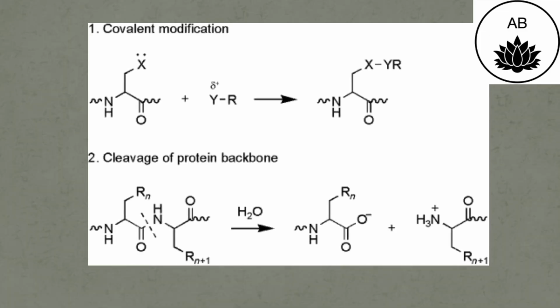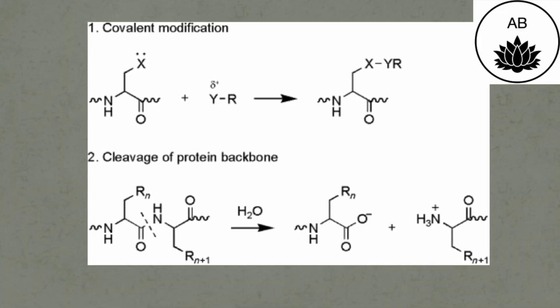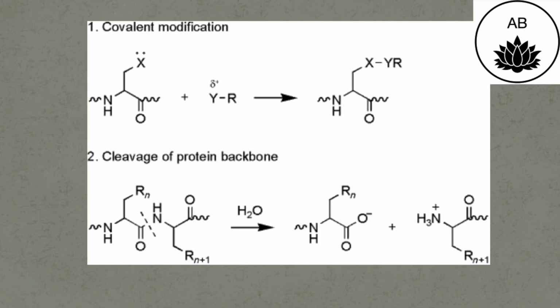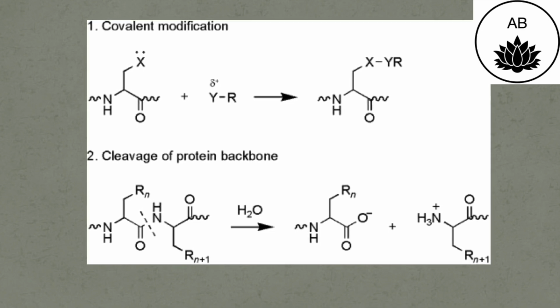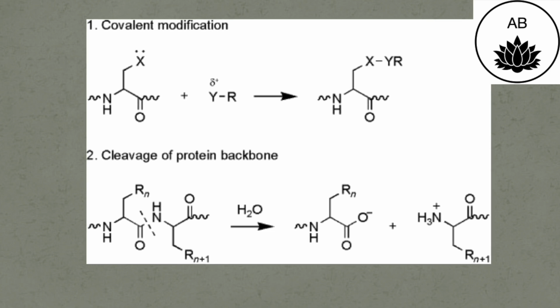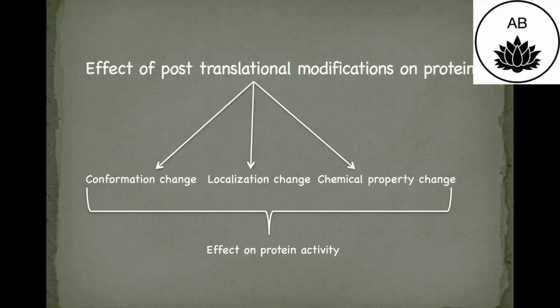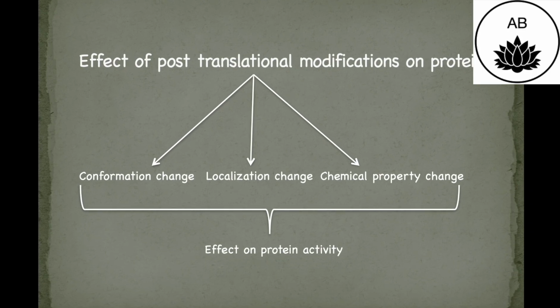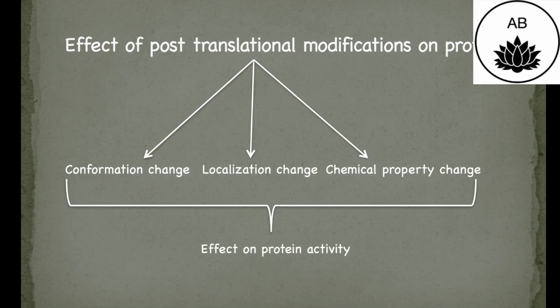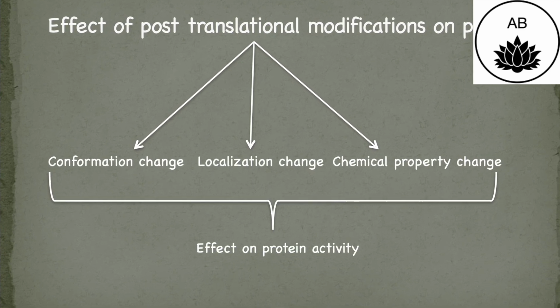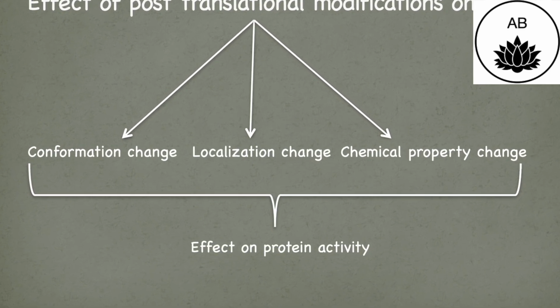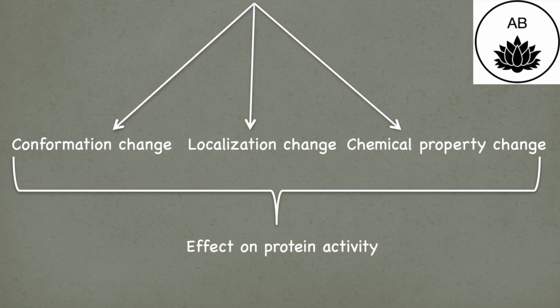Residues could be added or removed. Removal of residues is more common, and in number 2 you see how a protein backbone is cleaved to remove residues. Here hydrolysis of peptide bond is taking place. The effect of post-translational modifications could range from conformation change to localization change to chemical property change, and these effects are seen on the protein.